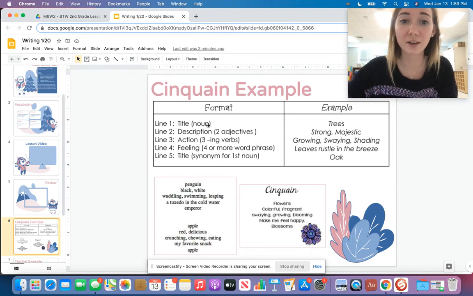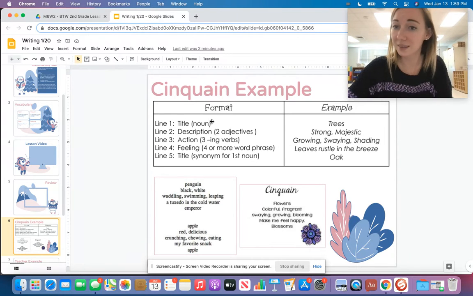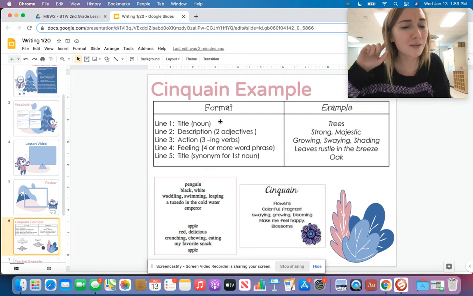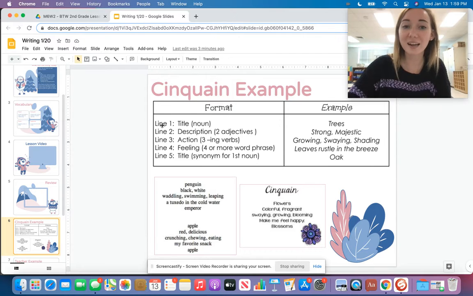The first line, though, only has one word, and that word needs to be a noun, which is a person, a place, a thing, or an animal. What's a noun? A person, a place, a thing, or an animal, and that is going to be the title of your cinquain as well as the first line.